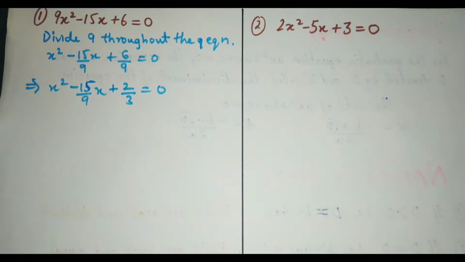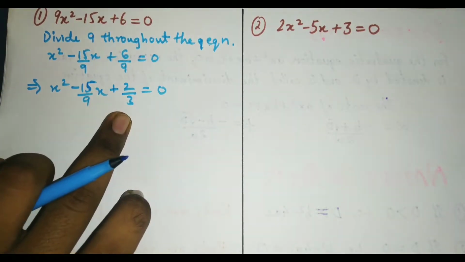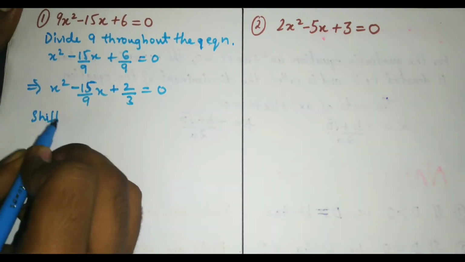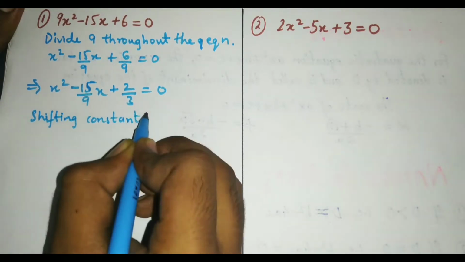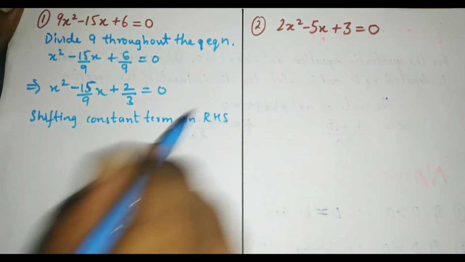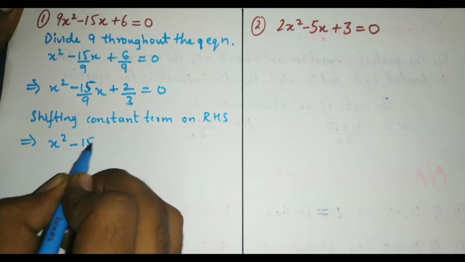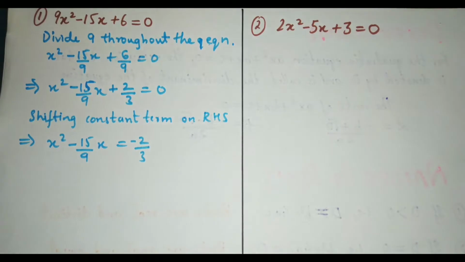The third step is that you have to shift the constant term towards the right. Fine, this is a constant term, so you have to shift it towards the right. So shifting the constant term onto the RHS, we can say towards the RHS. Okay, so you have to shift it. So it becomes x square minus 15 by 9x equal to minus 2 by 3, right? So this is the third step we have completed. Now moving on to the fourth step. What will be the fourth step?